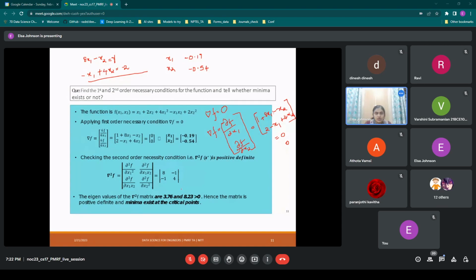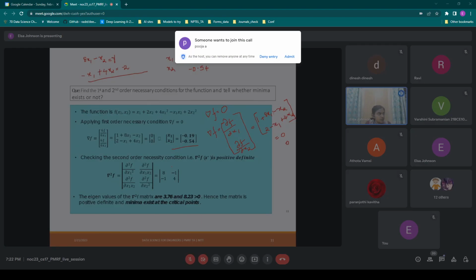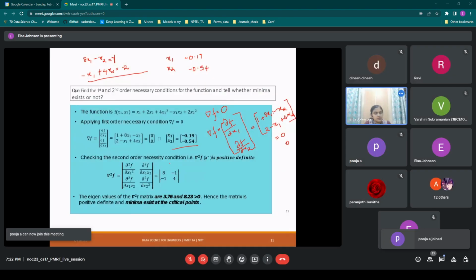So the thing is checking. First we have x1 and x2 that we have got. Now we have to find the second derivative. So the second derivative is you have to find dou square f by dou x1 square. How can you find that? Can you tell me how will you find dou square f by dou x1 square?